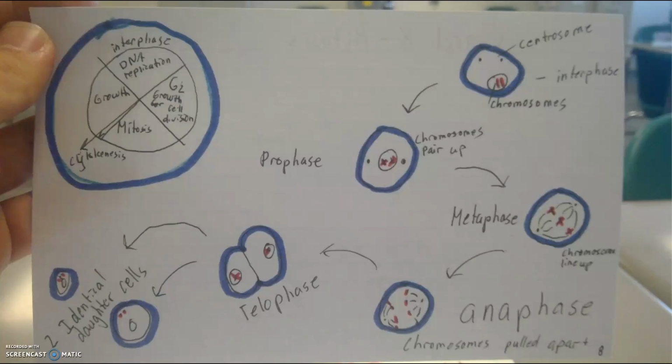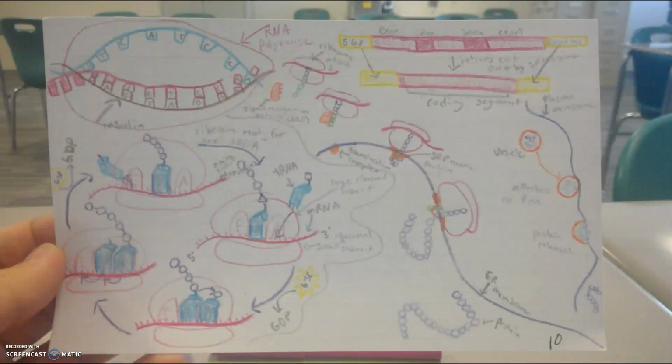Protein synthesis happens in two major steps, transcription and translation. Here, an insulin molecule is being transcribed. That means that its DNA is being turned into mRNA, or messenger RNA. The main enzyme that accomplishes this is RNA polymerase.